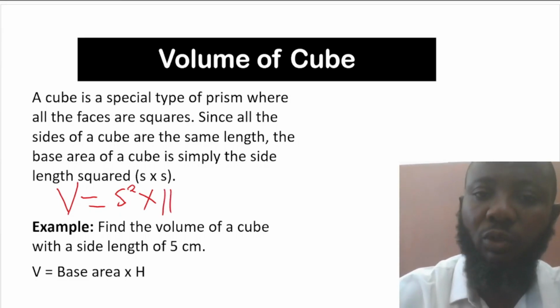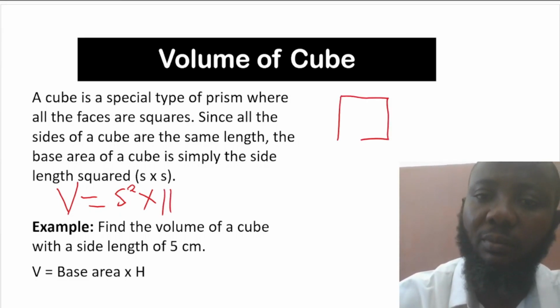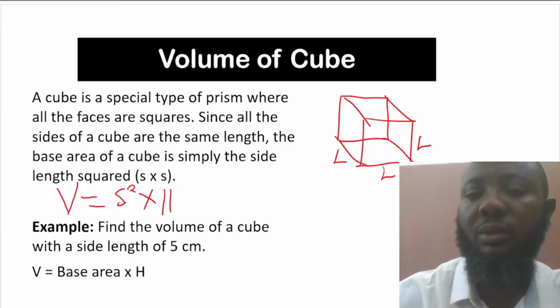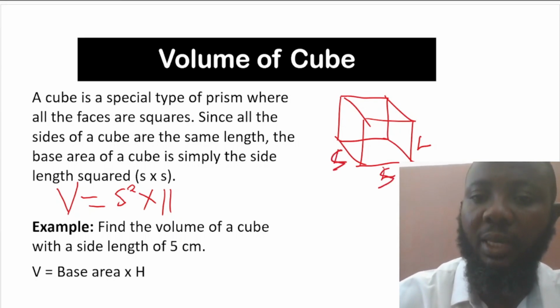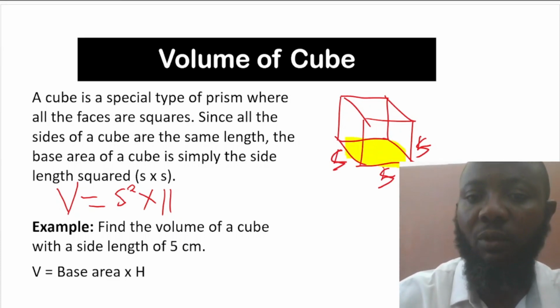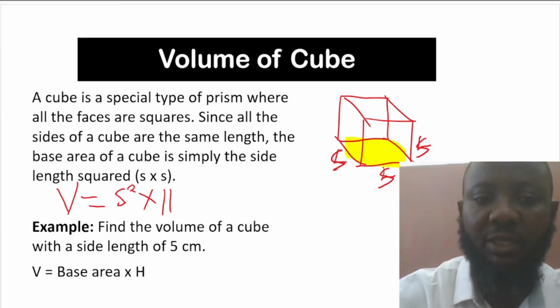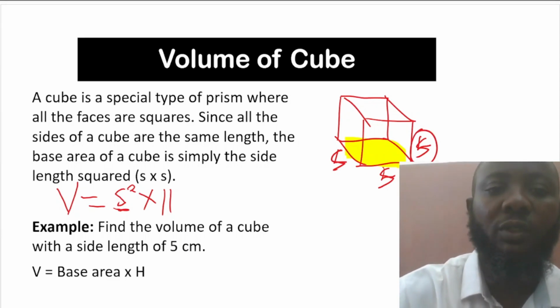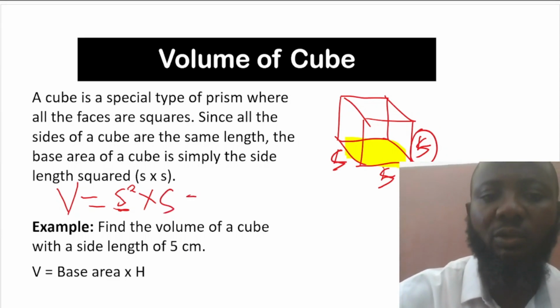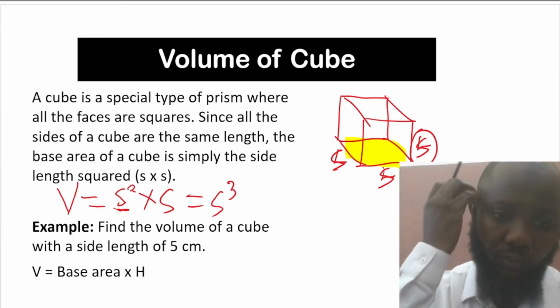Because when you have this, this is a cube. So this is equal to this, and it's also equal to this. If you use S, it's going to be S, S, S. The base area here is S times S. Then the height here is also S. So therefore, it's going to give us S times S times S, that is S cube. I hope that is clear.